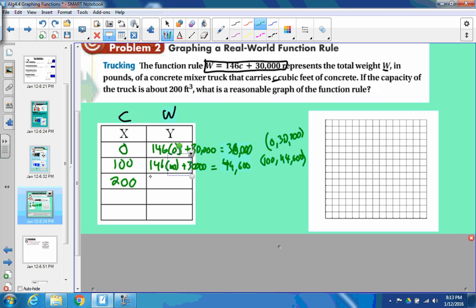And last one, 200. 200, I think, is going to double that first part again. So 146 times 200 plus 30,000. I think I can do this one in my head. It's going to be 29,200 plus 30,000. So it's going to actually be 59,200. Check that on a calculator if you will. But then your ordered pair would be 200, 59,200.